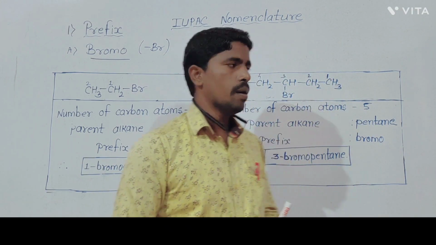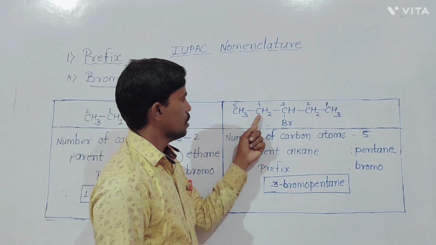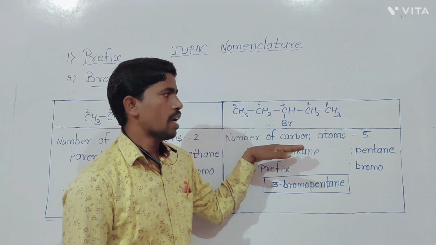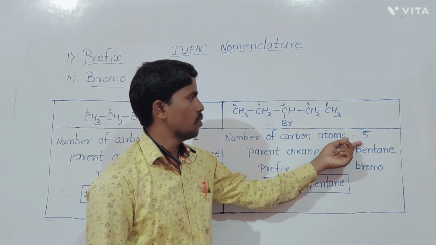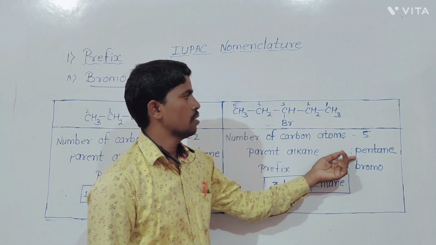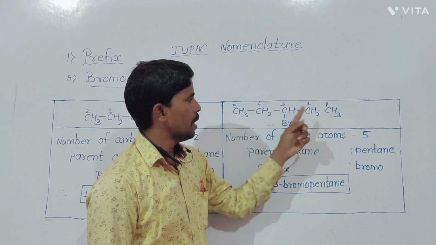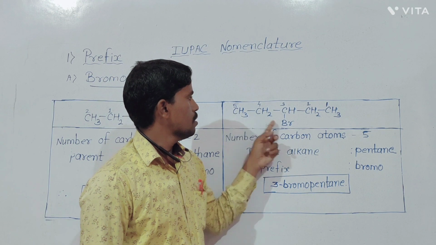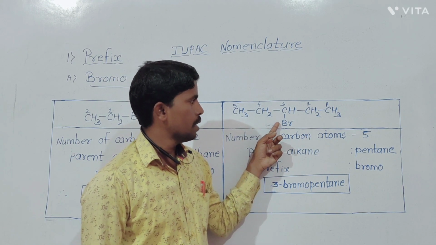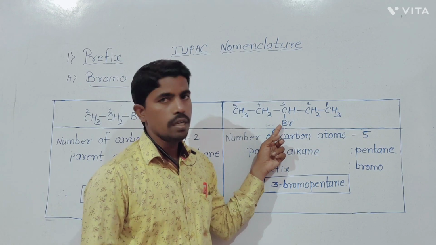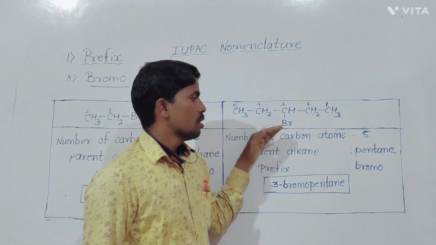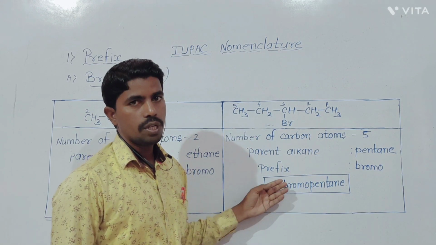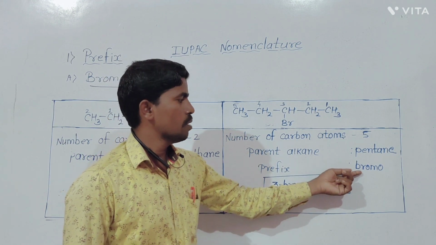Next, we will see the second example, that is CH3, CH2, CHBr, CH2, CH3. It means the number of carbon atoms in a straight chain is 5 and the parent alkane is pentane. Start the numbering from the terminal carbon atom which is closest to the bromine or substituent. Here from this side bromine is present on the third carbon atom, and from this side bromine is attached to the third carbon atom. Therefore, the name of this compound becomes 3-bromopentane, because the prefix is bromo.